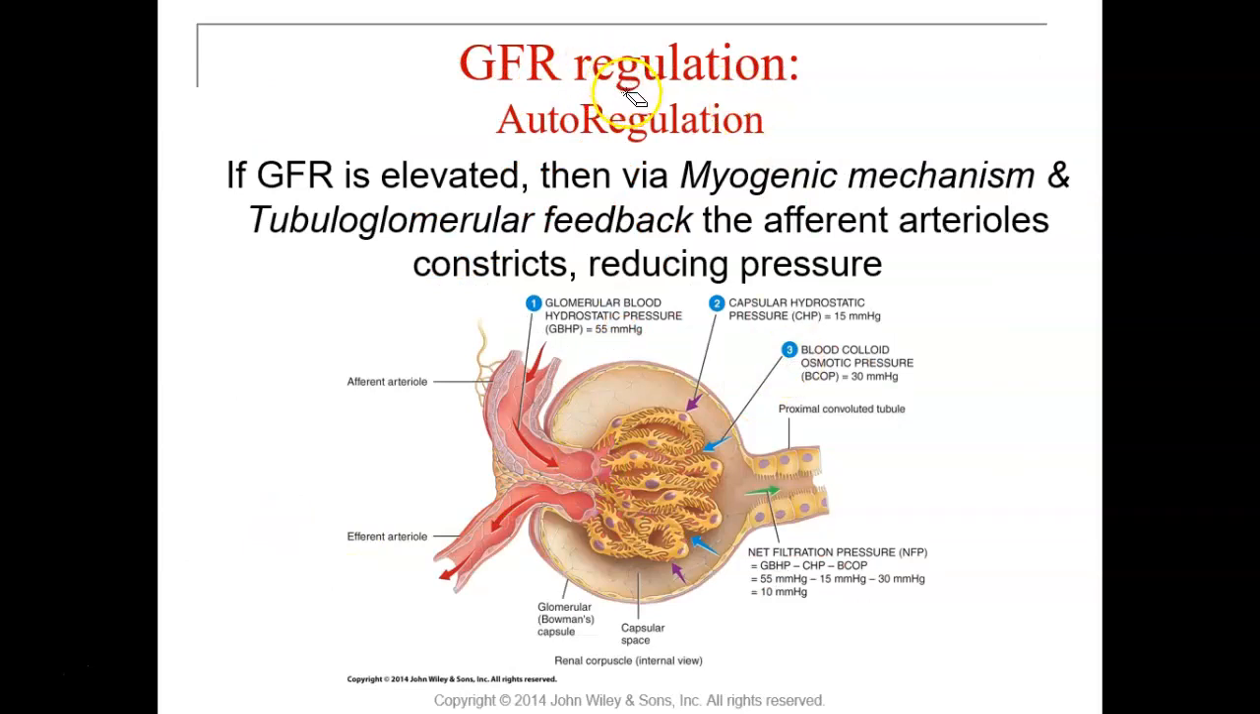Now, one of the things is GFR autoregulation. If GFR is elevated, then a myogenic mechanism and tubuloglomerular feedback causes the afferent arterioles to constrict, thus reducing pressure. What the hell is he even talking about?